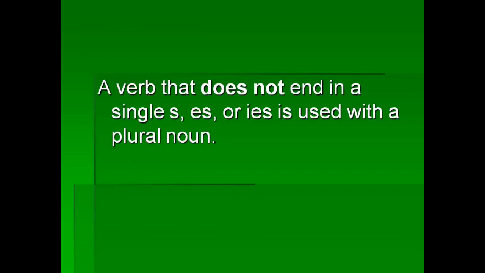Now, let's look at what a verb does. A verb that does not end in single s or es or ies is used with a plural noun. If you get any verb that does not end with s or es or ies, that verb is used with plural nouns. That means that verb is in plural.